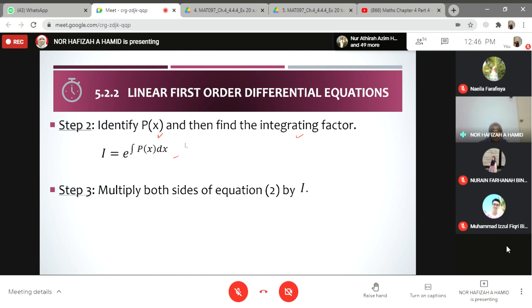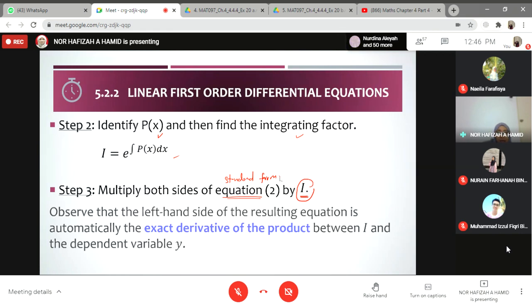Next, for step 3. Step 3, you need to multiply both sides of equation 2 by the integrating factor. So step 3 ni, you need to multiply integrating factor with the equation 2. So equation 2 ni yang you punya standard form tu. You dah tukar in terms of standard form. Okay, so you multiply integrating factor dengan standard form.